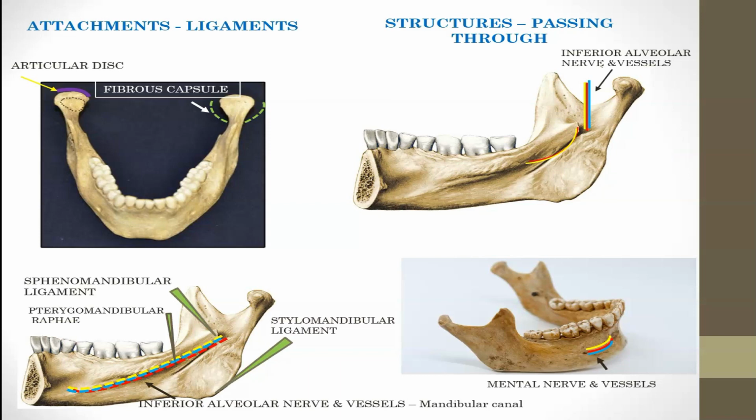Before entering into the mandibular foramen, they give out mylohyoid nerve and vessels, which pass through the mylohyoid groove after piercing the sphenomandibular ligament, and then it supplies the mylohyoid muscle and anterior belly of digastric. The lingual nerve passes just above the mylohyoid line, very close to the medial aspect of the mandibular third molar, and passes antero-inferiorly.